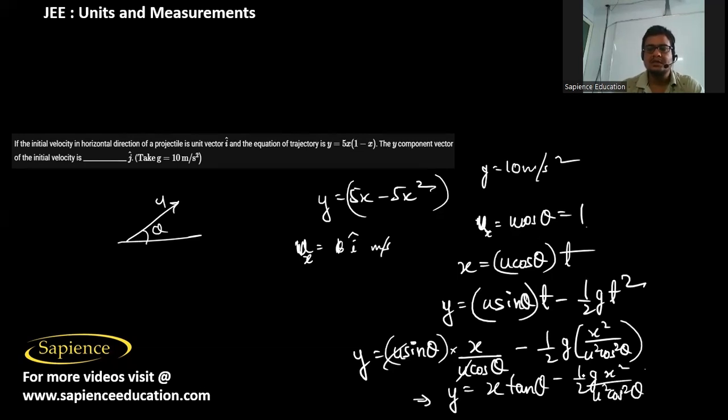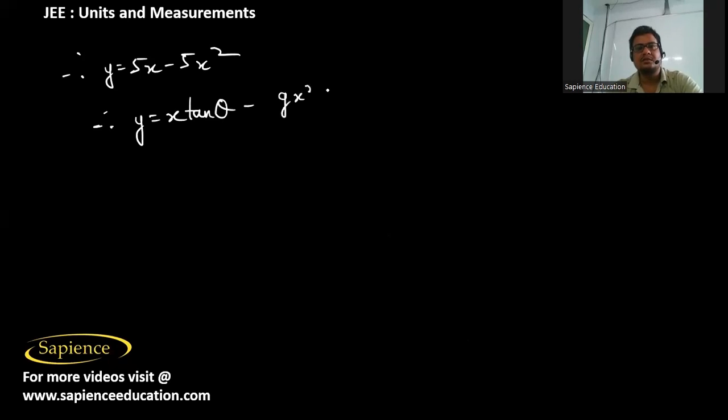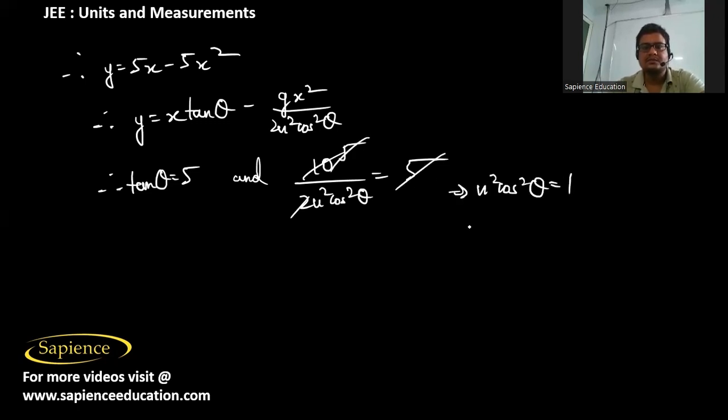So if we compare this equation with y equals 5x minus 5x squared, and y equals x tan theta minus g x squared by 2 u squared cos squared theta, then we get tan theta equal to 5, and g is 10, so 10 by 2 u squared cos squared theta is also 5. It means u squared cos squared theta is equal to 1.